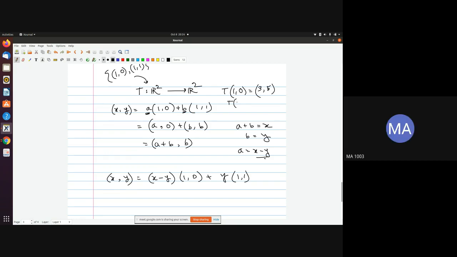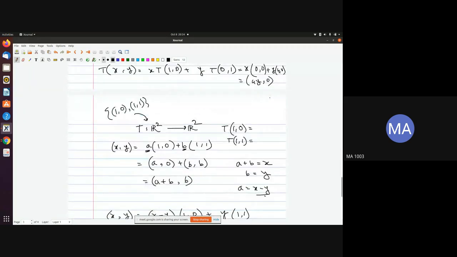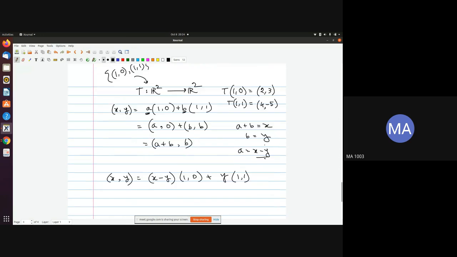So, sir, if we change the basis, the transformation will change, right, as you can see. If I take the same images as the first one, let's see whether it changes or not. For the first one, the first element was going to (2, 3) and the second element was going to (4, -5). Suppose I am taking the same thing: (2, 3), (4, -5). The same thing I have taken, but here the basis elements are different.